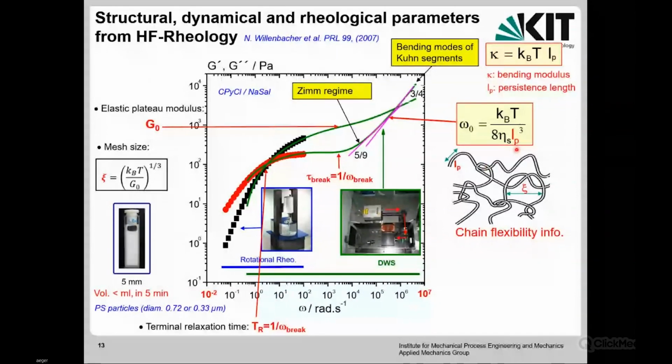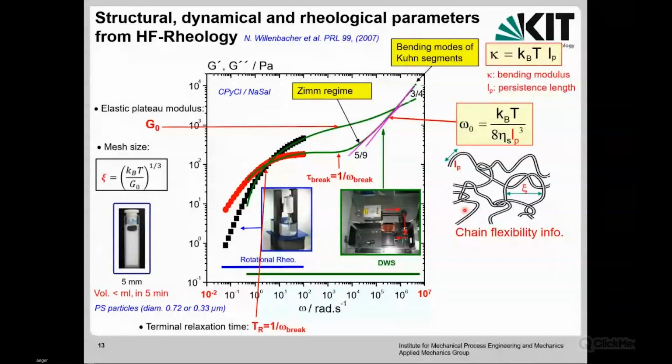As you can see here, this is my network. LP is the length before you have the curvature. So it's chain flexibility information. This is an important parameter. Normally you get LP only from neutron scattering or SAXS scattering or also dynamic light scattering. So here we get it from just simple rheological measurements.